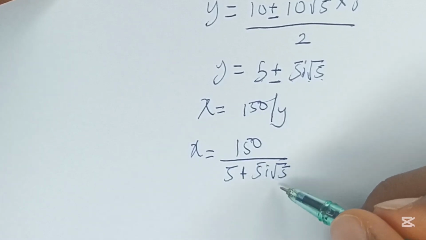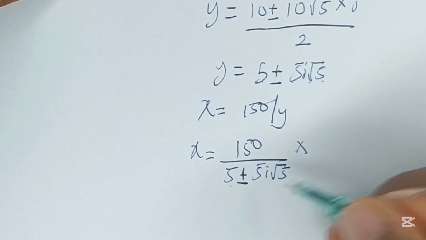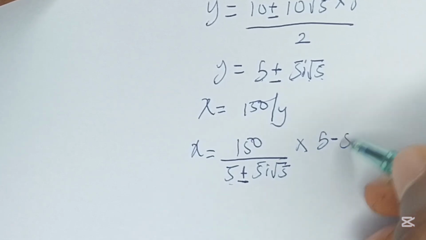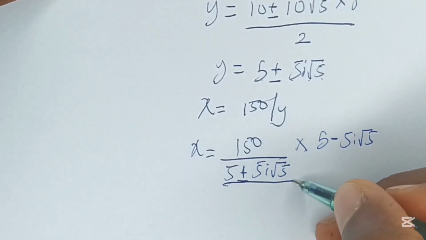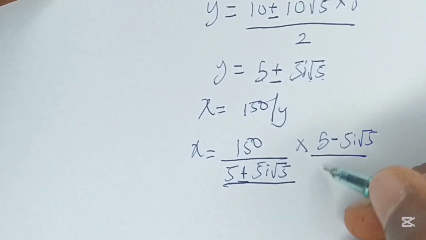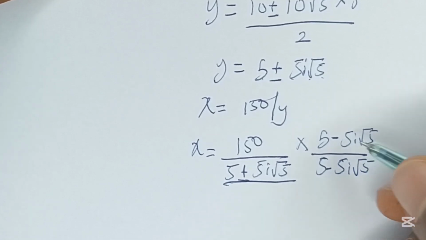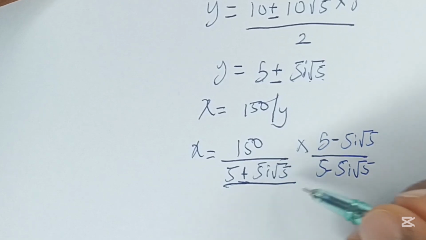Now, because you have roots in the denominator, you have to rationalize by multiplying by the conjugate of this denominator. So multiply by 5 minus 5i root 5, divided by 5 minus 5i root 5. Remember, you're multiplying by the conjugate of this denominator. This is known as rationalizing the denominator. That's removing this sign from the denominator.